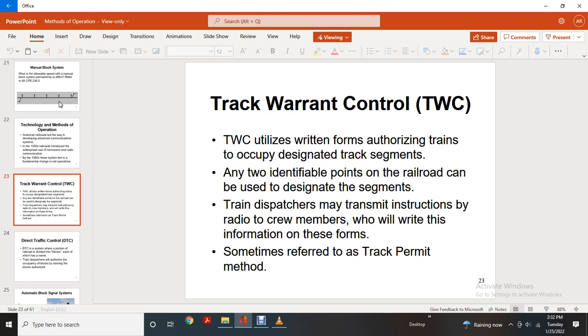Track warrant control. Track warrant control utilizes written forms authorizing a train to occupy a designated track. Any two identified points of the railroad can be used to designate the segment. Train dispatchers may transmit instructions to crew members who will write this information on these forms, sometimes referred to as the track permit method.